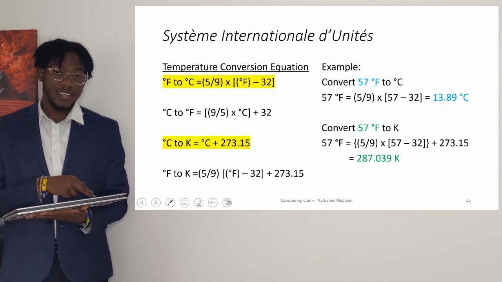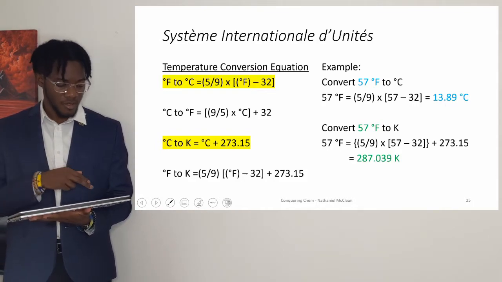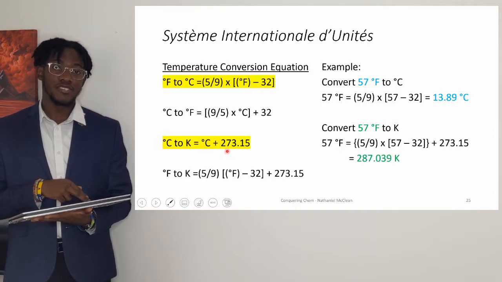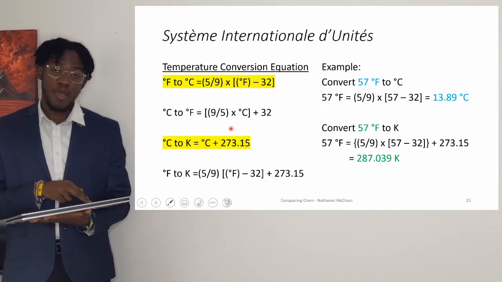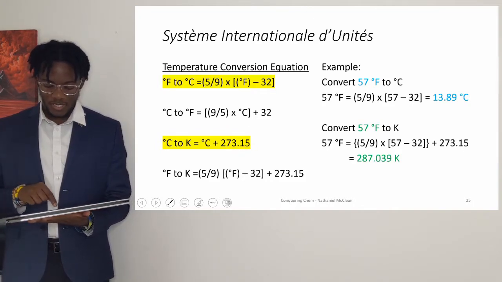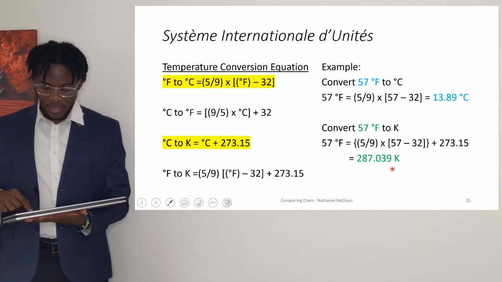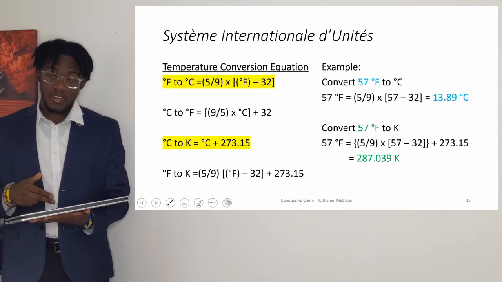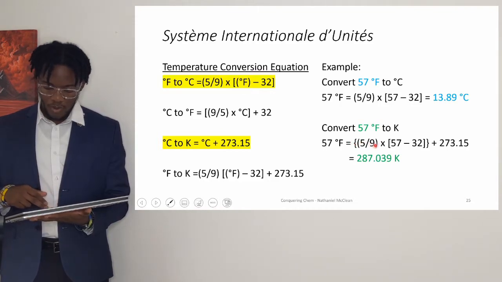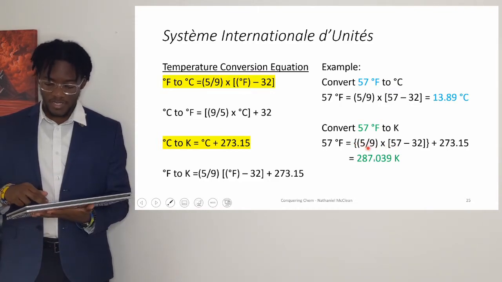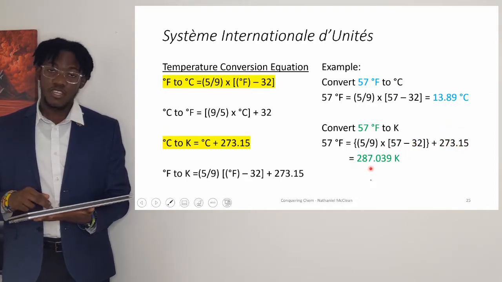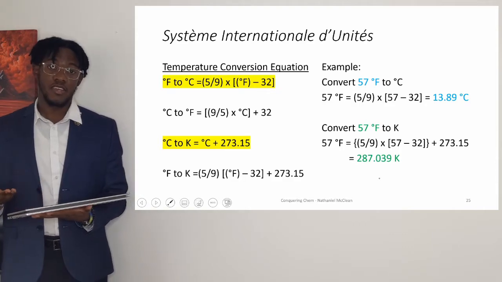Now, moving from Celsius to Kelvin is actually much easier, because if you have a degree in Celsius, you can easily add 273.15. So remember that number for your calculations, 273.15. As you can see here, this is an extended equation, which moves from Fahrenheit to Kelvin. But if you break this equation down, the first part is converting Fahrenheit to Celsius, and the second part, Celsius to Kelvin, giving us that 287.039 Kelvin.